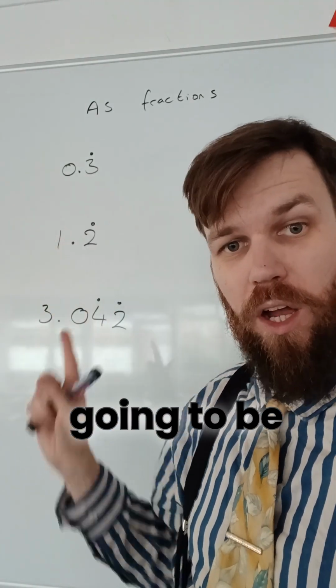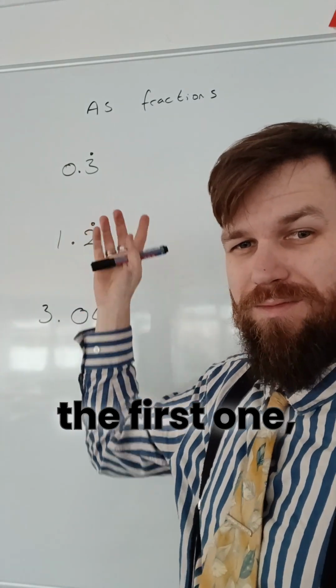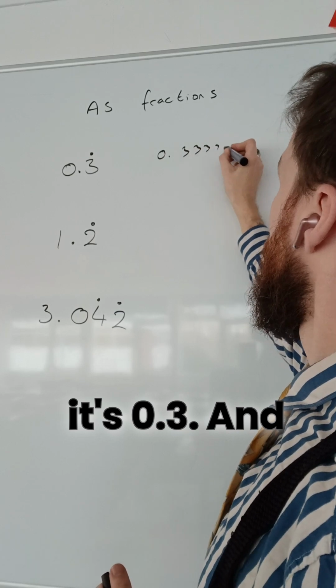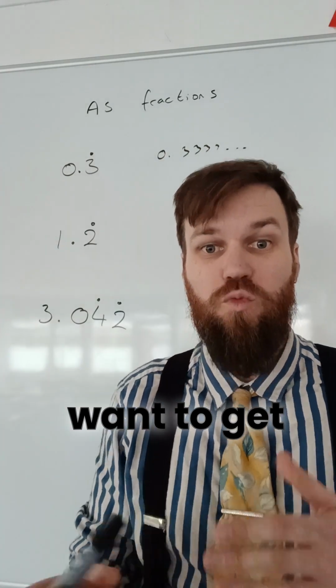So today we're going to be looking at recurring decimals as fractions. So the first one, nice and easy, 0.3 recurring. Now what that really means is that it's 0.3, and that 3 just goes on forever. I want to get rid of that recurring decimal.